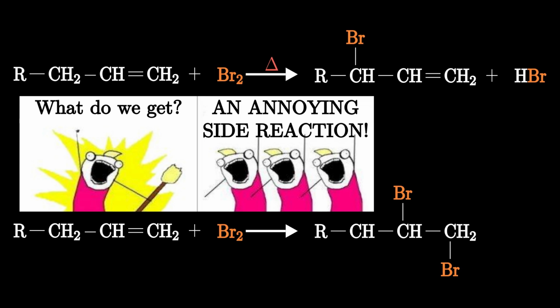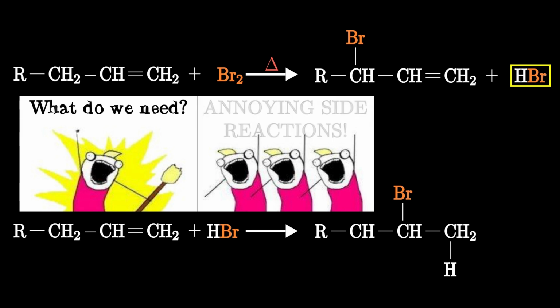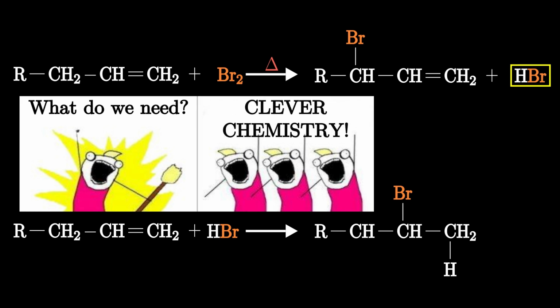that isn't all. You may also know that hydrogen bromide, the product of the substitution we want to happen, is also capable of reacting with the double bond, giving us the following. So reducing the amount of HBr produced is also needed to avoid unwanted products. To avoid these side reactions, what we need is some clever chemistry.